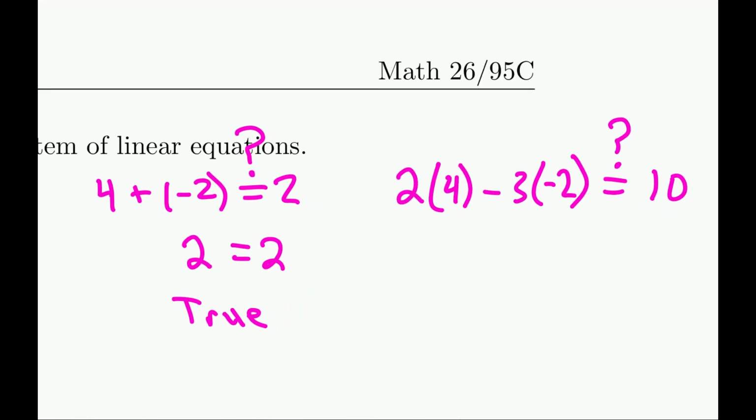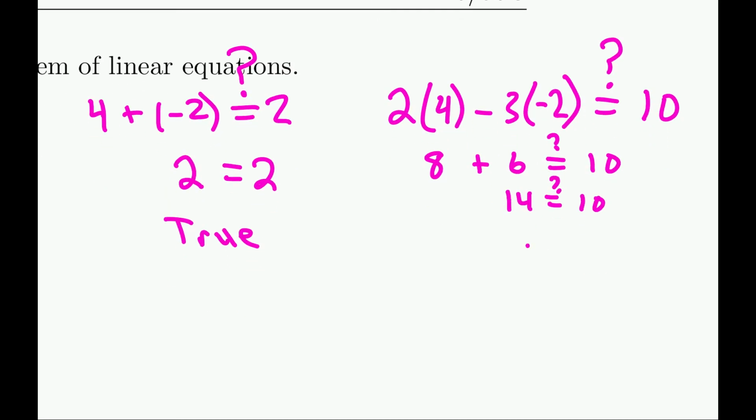Here we've got 2 times 4 is 8. And then we have minus 3 times -2. Well, minus 3 times -2 is going to be plus 6. 8 plus 6 equals 10. So 14 equals 10. That's actually false, right?